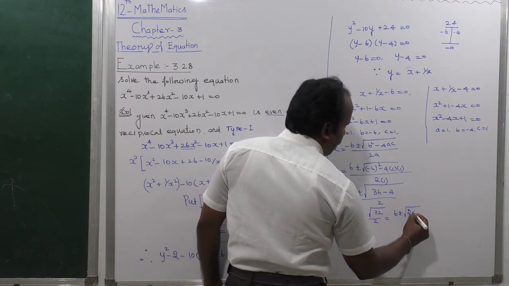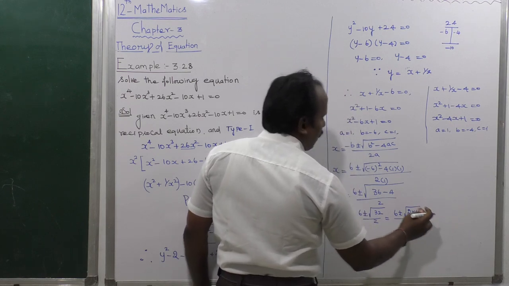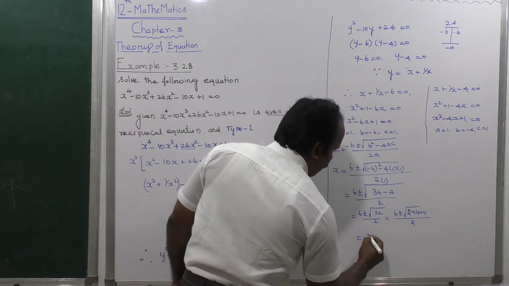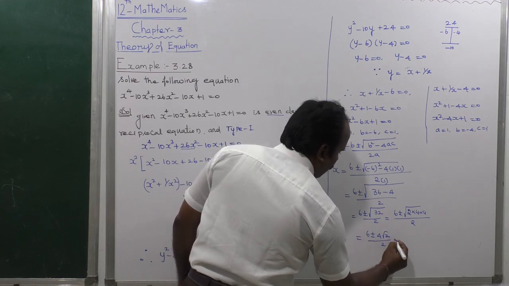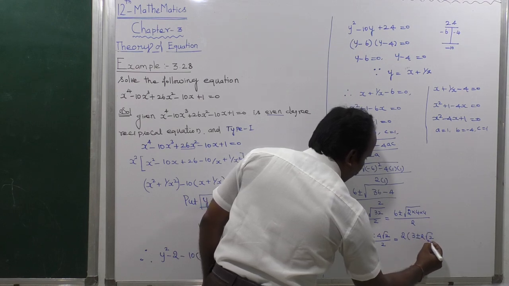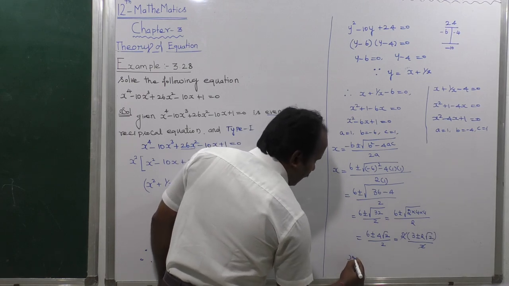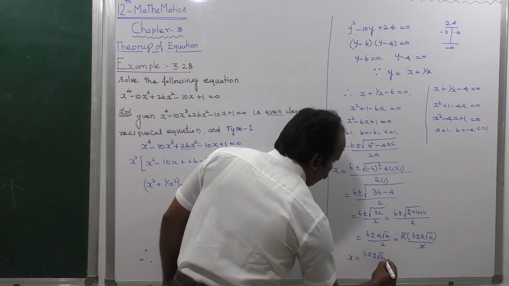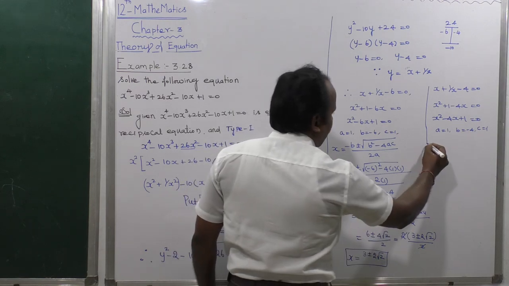√32 is 16 times 2, so √32 = 4√2. So x = (6 ± 4√2) / 2. Taking 2 as a common factor, (3 ± 2√2) / 1, the 2s cancel. So x = 3 ± 2√2. That's the solution of the first equation.